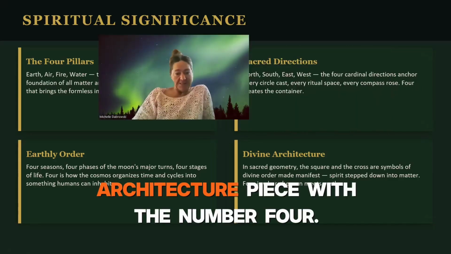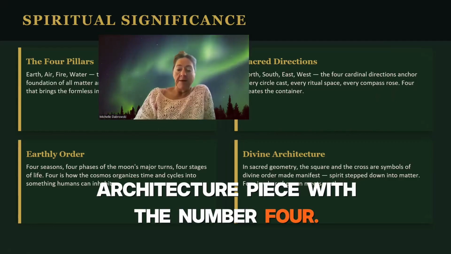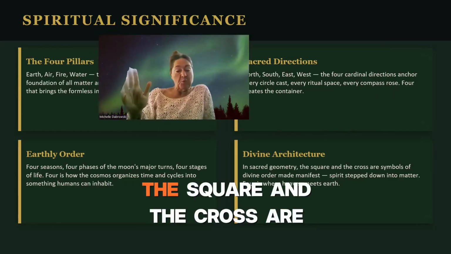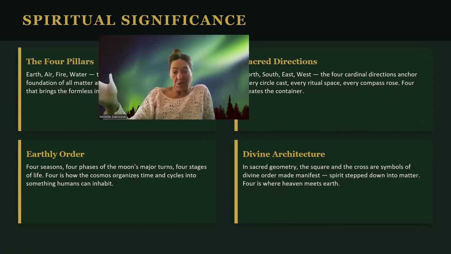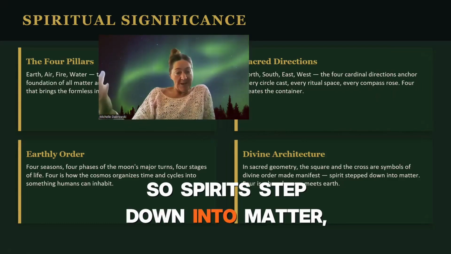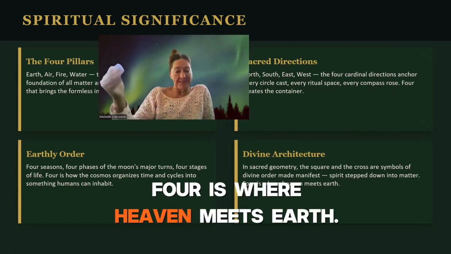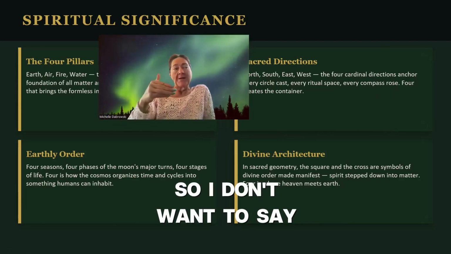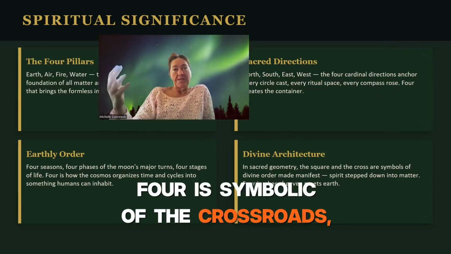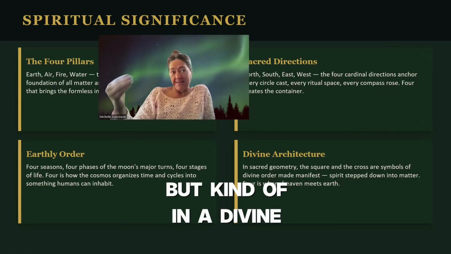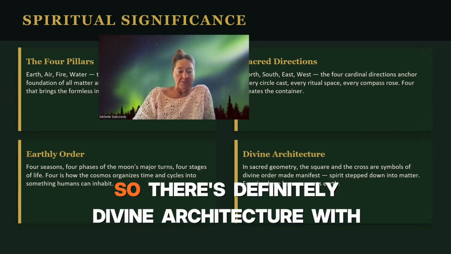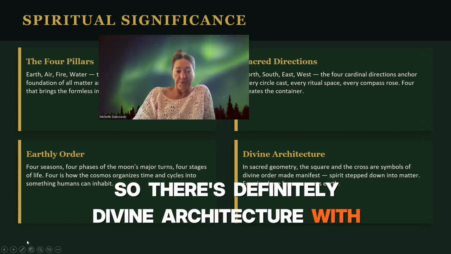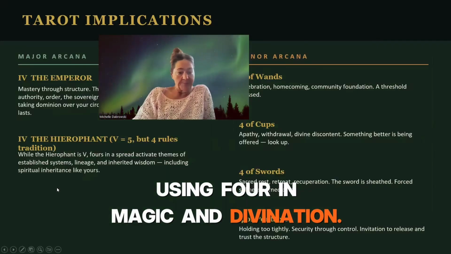And then we have the divine architecture piece with the number four. You know, in sacred geometry, the square and the cross are symbols of divine order made manifest. So spirit stepped down into matter, right? Four is where heaven meets earth. So I don't want to say four is symbolic of the crossroads, but kind of in a divine spiritual crossroads sense. So there's definitely divine architecture with using four in magic and divination.